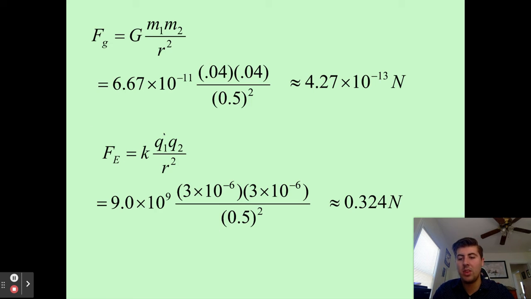Now let's do the same thing with the Coulomb's law equation. Our constant is a really big number here, and our two charges were 3 times 10 to the negative 6, so we plugged those in, divided that by the distance squared, and when we run all of that through our calculator, we're going to get 0.324 newtons. So it's a much bigger number than the gravitational force. What we should be noticing here is that the electrical attraction is much greater than the gravitational attraction.